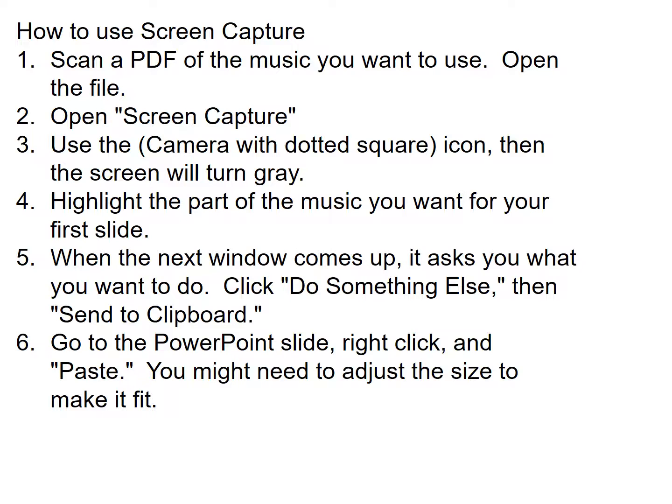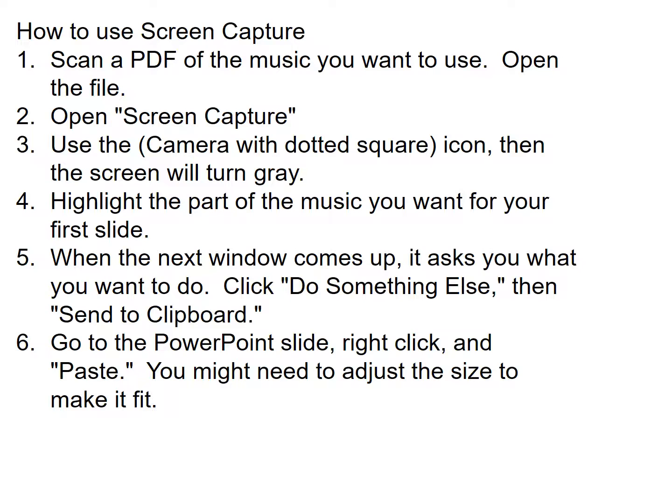As I told you, you hit Start, Smart Technologies, then Screen Capture. When the little window pops up, you're going to notice one of the icons looks like a camera with square dots all the way around it. That's the one you're going to want to use. When you click on that, your entire screen is going to turn gray. You will then select the entire screen, or the part that you want on your first slide.